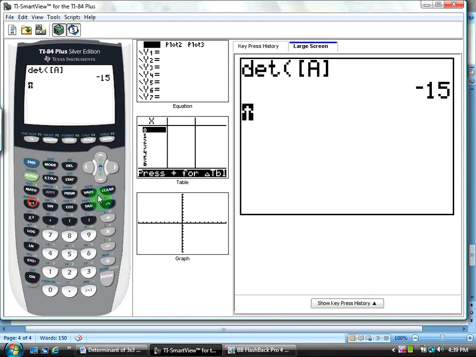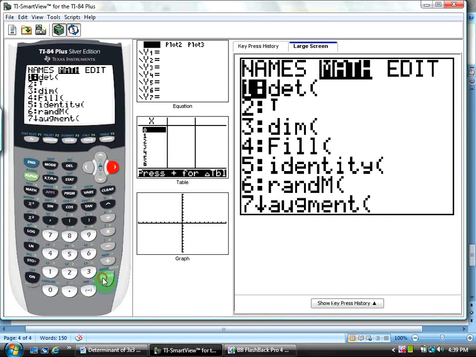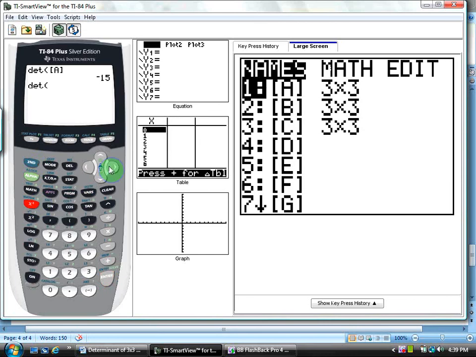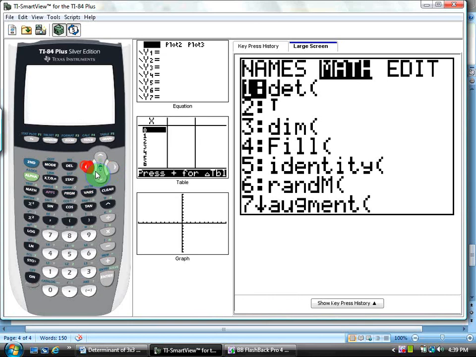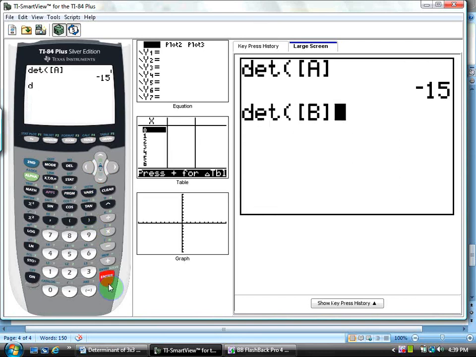Now I go back to the math menu. I hit enter. This time I take second matrix and I move over to the right. Hold on a sec, because I was on the determinant, so I want to go down to B. I move the cursor to number 2, B. I hit enter. So determinant of B, and that's 30.